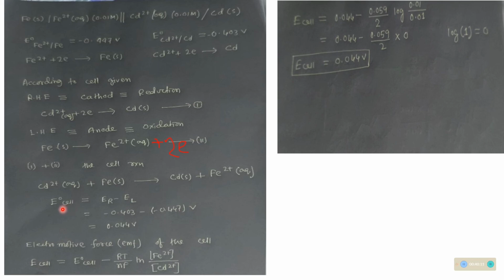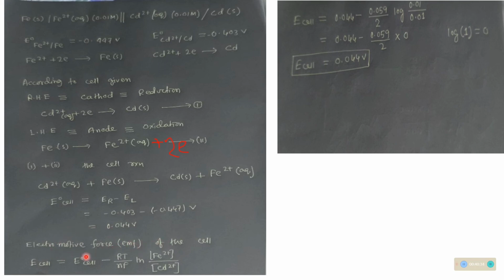So to obtain E0 cell, we have to do E right minus E left: the reduction potential of the right hand electrode, the cathode, minus the reduction potential of the left hand electrode, the anode. So we will get 0.044 volt.